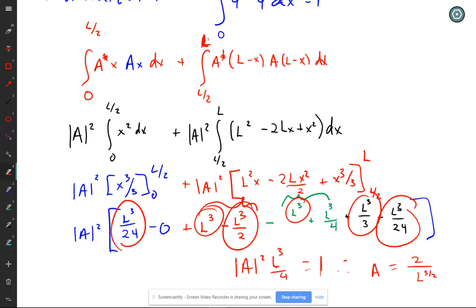Hopefully I made no mistakes here. The L cubed over 2 and the L cubed over 3, just cross out. I thought they were the same. They're not. Okay, then this is wrong. Okay, I went 3 minutes over our agreed upon time. I will straighten that out beginning next class period.